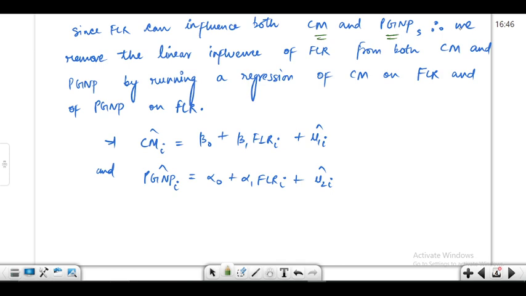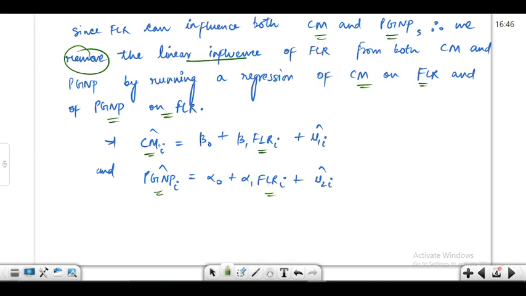Okay, so therefore we remove the linear influence of FLR from both CM and PGNP by running a regression of CM on FLR and of PGNP on FLR. So basically what we'll do is run a regression of child mortality on FLR and of PGNP on FLR. Why we are doing this, we'll see.